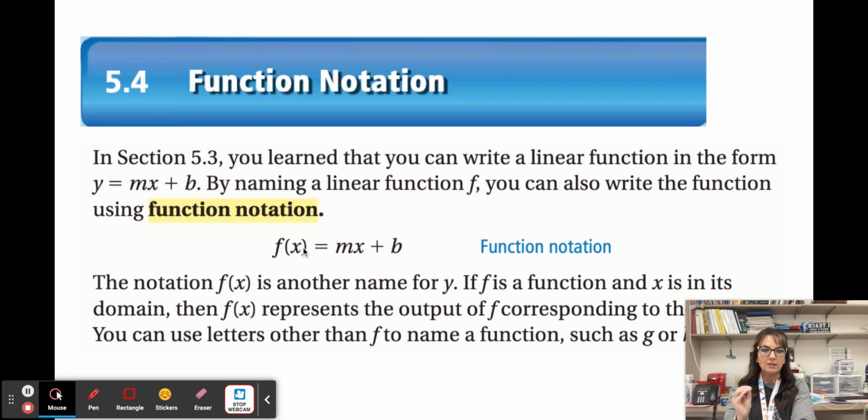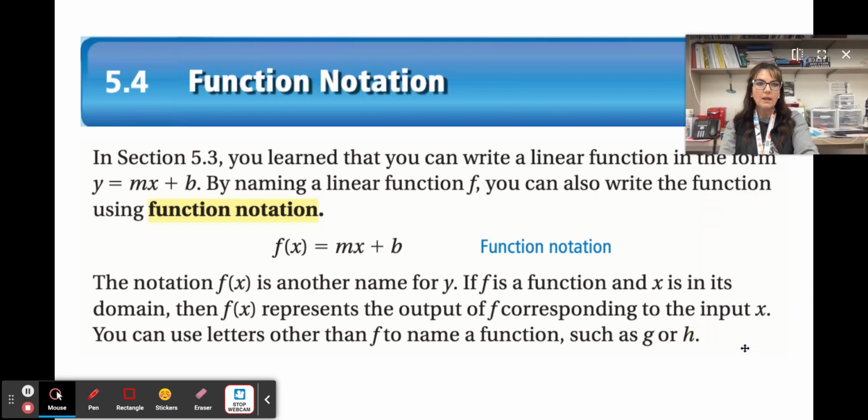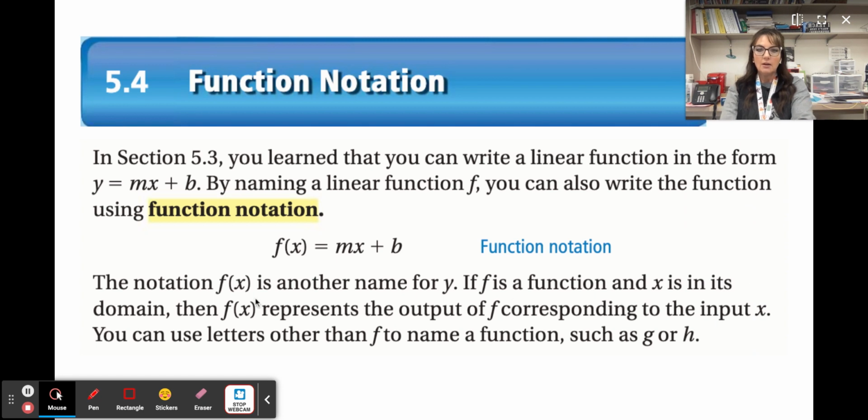This enables mathematicians, scientists, statisticians, anybody that works with functions, the ability to work with more than one function at a time. Think about if you have y equals mx plus b and all these functions called y, you wouldn't know which one you were talking about. We have the ability with function notation. It's just another name for y.